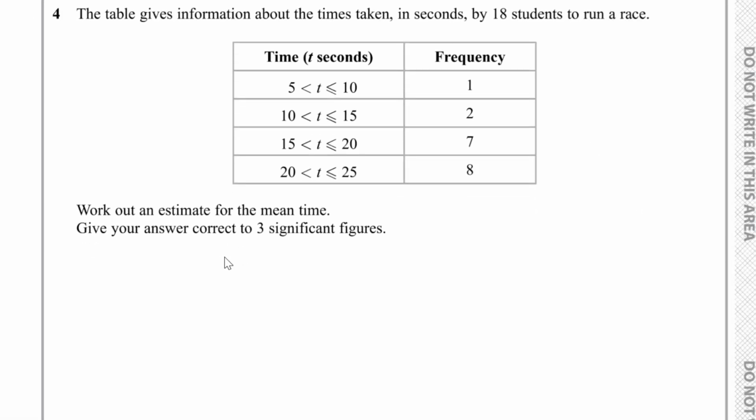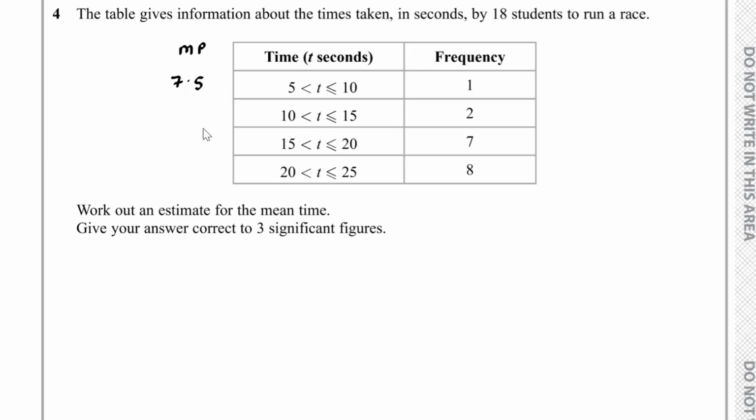Now for question number 4, the table gives information about the times taken in seconds by 18 students to run a race. So we've got the time in seconds and then the frequency, and we have to work out an estimate for the mean time. Give your answer correct to 3 significant figures. Well, before we do anything, we first of all need to recognize we have intervals for our time, so we first of all need to work out the midpoint. So the midpoint here is 7.5.